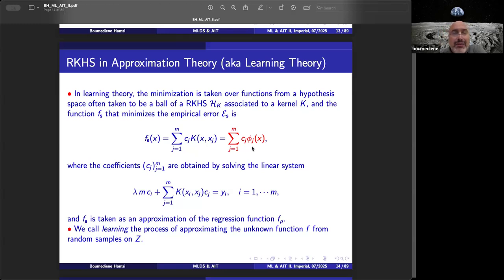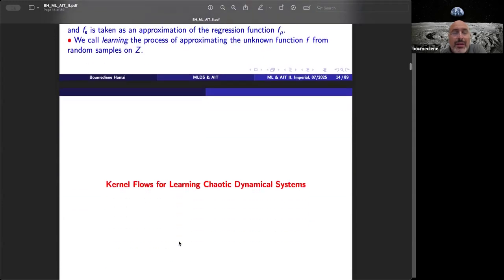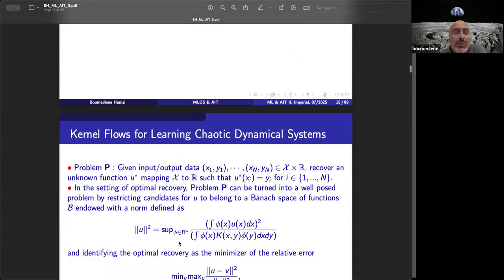So it's linearity in phi j, and the cj's themselves solve a system of linear equations. So we have linearity in the phis and linearity in the c's. That's what we call learning in that context. Now the question is how to learn the kernel.